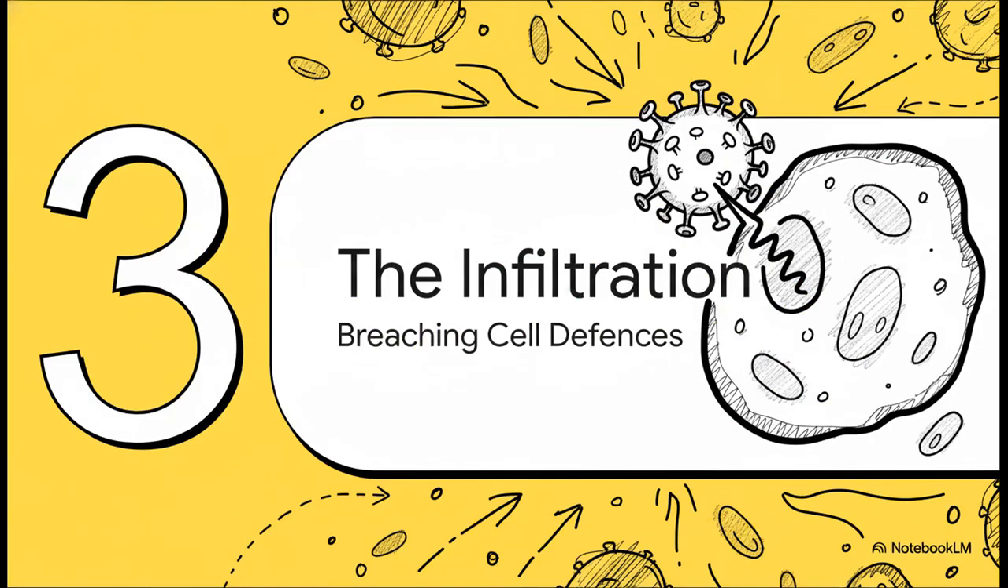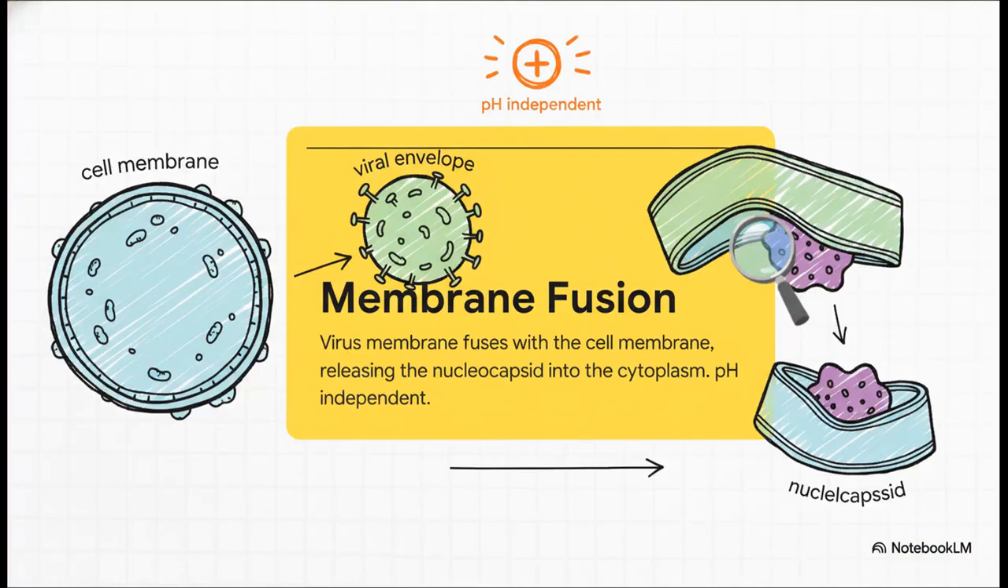Okay, so the virus has found its target and it's latched on. Now for the next big challenge, getting its payload, that precious genome, across the cell's plasma membrane. This is the infiltration phase of our heist. Right, so there are two main ways it can do this. The first is direct membrane fusion. This is a tactic used by enveloped viruses, and it's pretty much what it sounds like. The viral envelope just merges with the host's membrane. It's a really clean, direct way in.